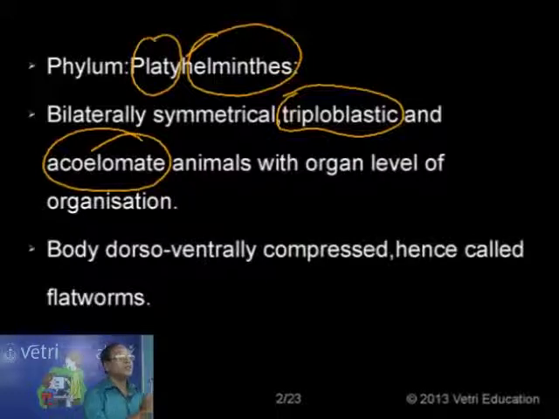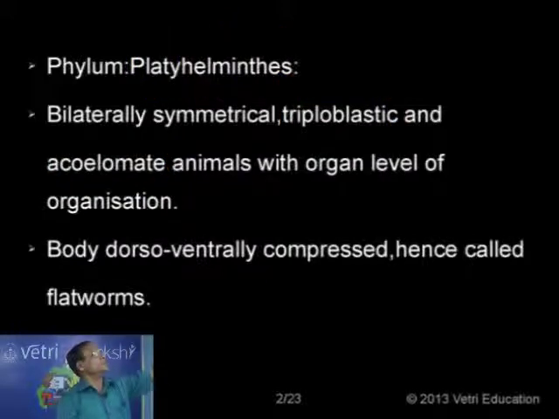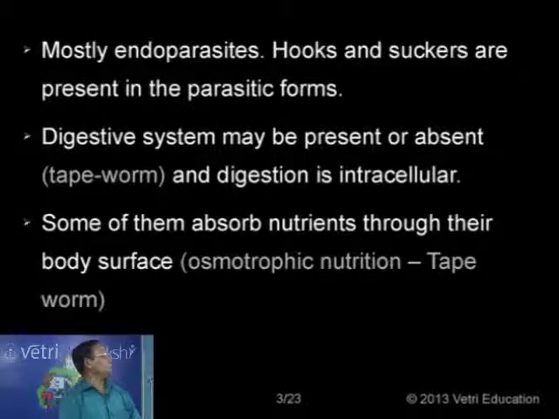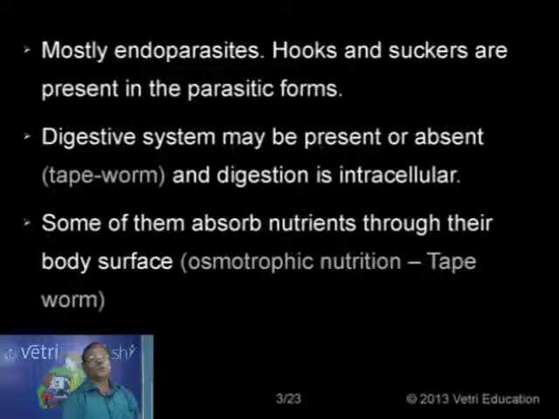The space between the body wall and the gut is filled with a kind of mesodermal tissue, which I mentioned in previous classes as mesenchyme or parenchyma. So there is no space between the body wall and the gut. The body is dorsoventrally compressed, that is why they are called flatworms. Most of the animals are parasitic, mostly endoparasites, and only a few are free living.